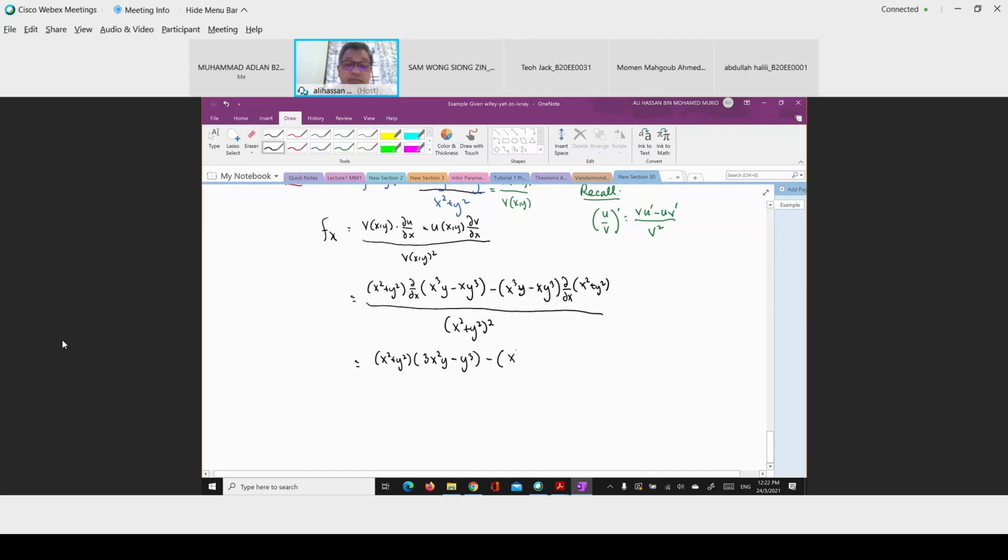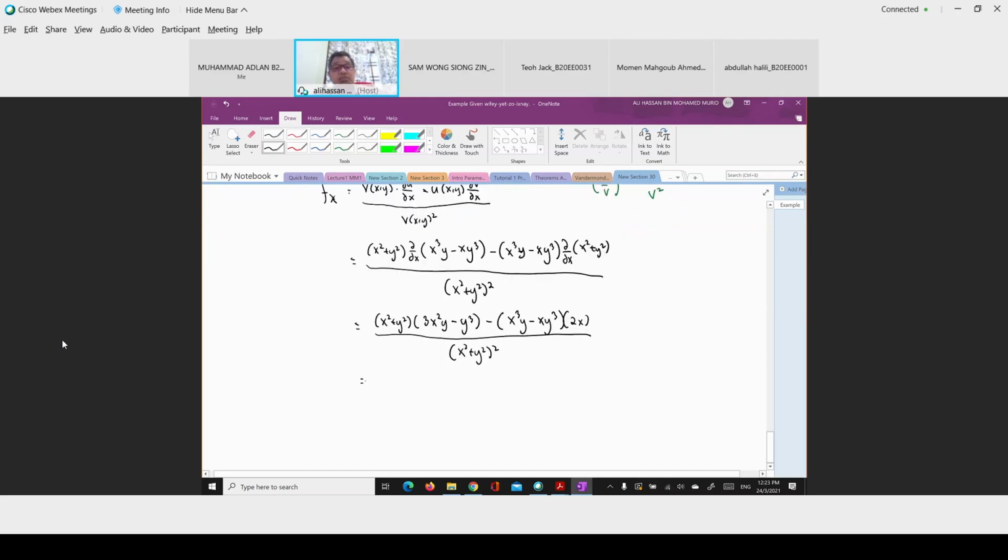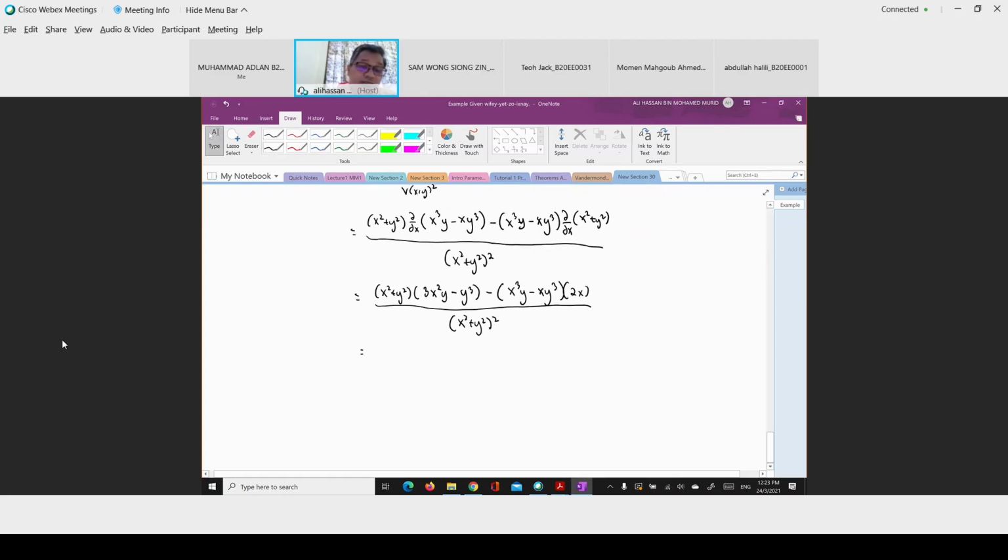What about the second partial x? 2x. The second partial x is 2x. Okay. Then we have x squared plus y squared squared downstairs. And the next thing is to simplify. I leave it to you to simplify. This is mostly algebra. So show that it is equal to x to the power of 4 y plus 4 x squared y cubed minus y to the 5 divided by x squared plus y squared squared. Okay, so that is the f partial x over here.